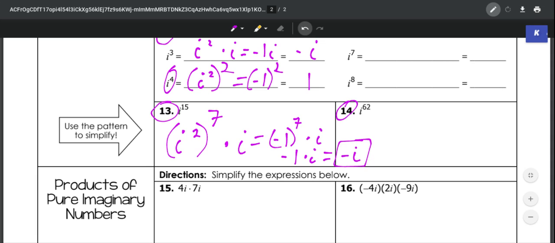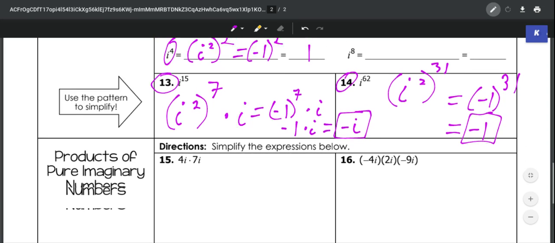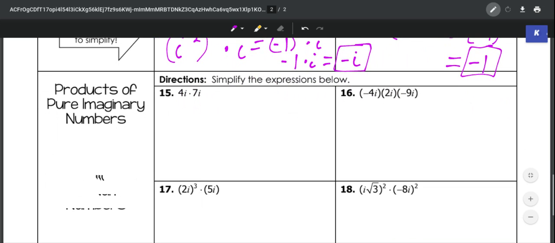If I were to have i to the 62nd, I could break that up by saying, okay, i squared in parentheses, because as long as I can isolate i squared, I know that i squared is -1. And we're going to do that to the 31st power, because you're having to divide that exponent of 62 to get what is left over here. That's going to end up giving us the inside being -1, because i squared is just -1, to the 31st power, which would just be -1. So that would be our answer. Now, the reason that we use that is for multiplying imaginary numbers.